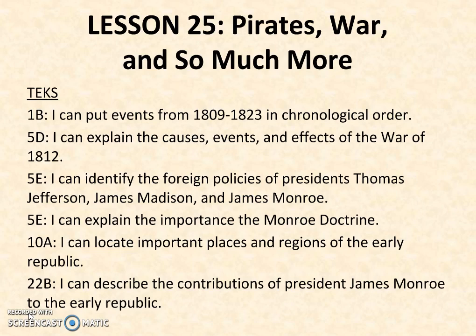We look at the foreign policies of President Thomas Jefferson, which we started in the last lesson, and go on to James Madison and James Monroe, so that we can explain the importance of the Monroe Doctrine, which we'll define and explain here, and describe the importance of President James Monroe to the early republic. And as always, we're looking at different places and regions.